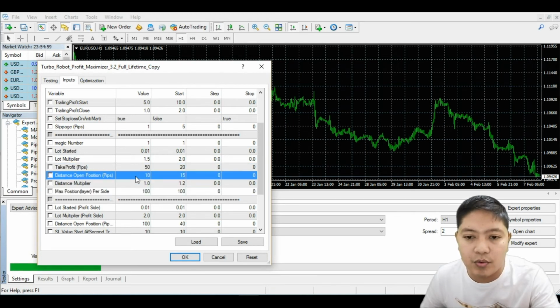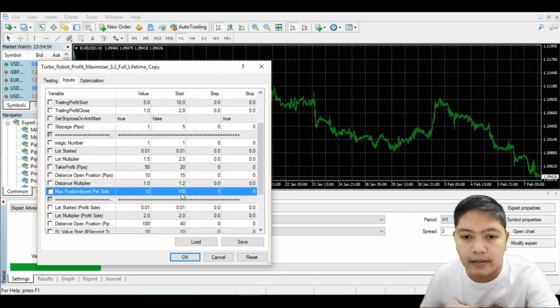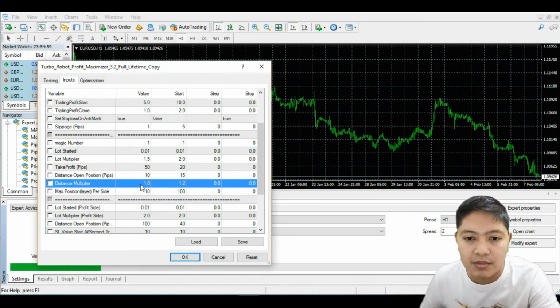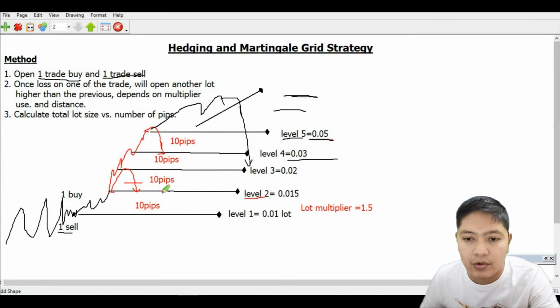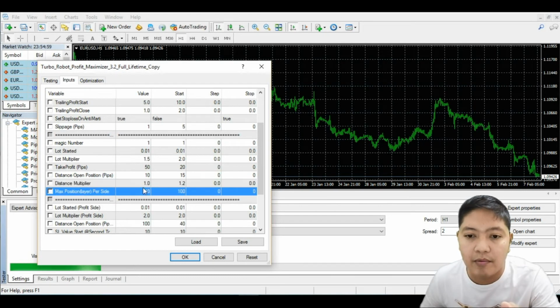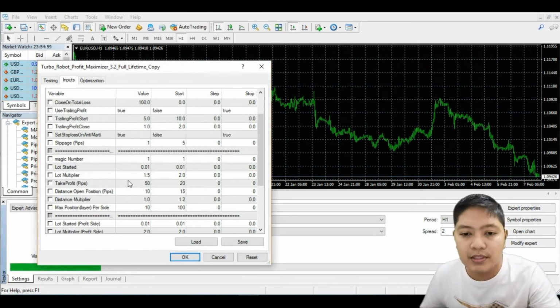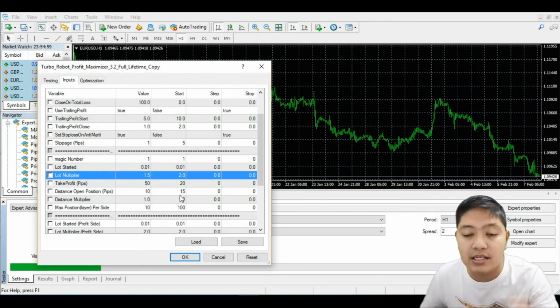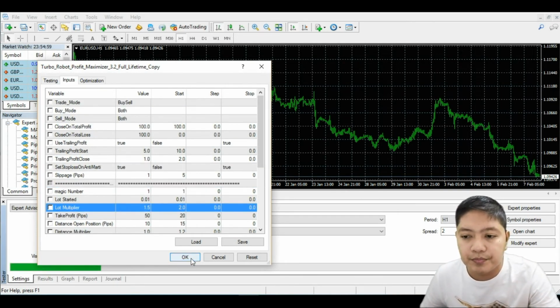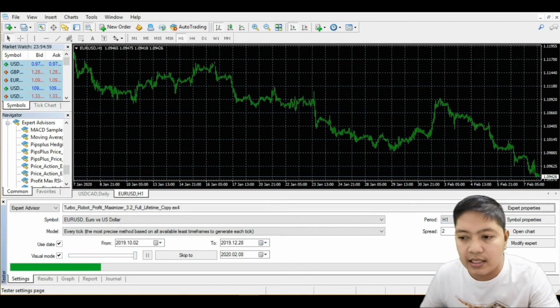And then distance will be 10, and the distance multiplier will be 1. The distance multiplier means that you can multiply the 10 with, say, 1.5, and that will be 15 for the next level, but I don't want to multiply that. I just maintain it at times 1.0. The rest is extra. This is the main portion we are discussing just now. So we test that here, I set that all is okay.